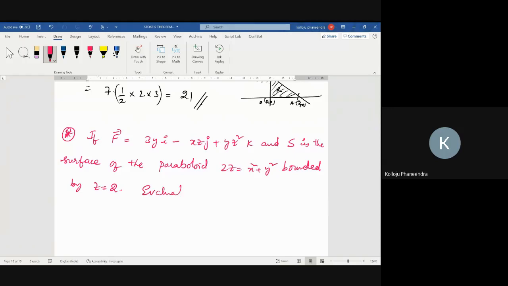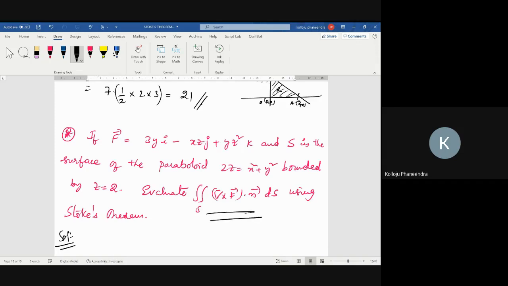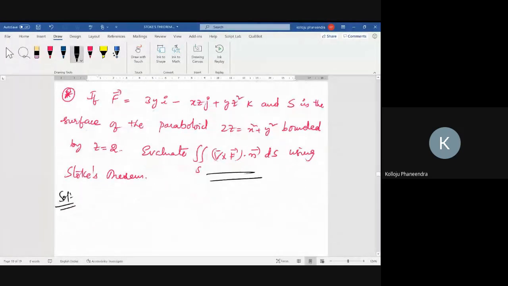Evaluate double integral over S del cross F bar dot n bar dS using Stokes theorem. Solution. Evaluation of this integral using Stokes theorem means don't evaluate using this surface integral. If you apply Stokes theorem, this is converted to a line integral. So we have to go through the line integral now.